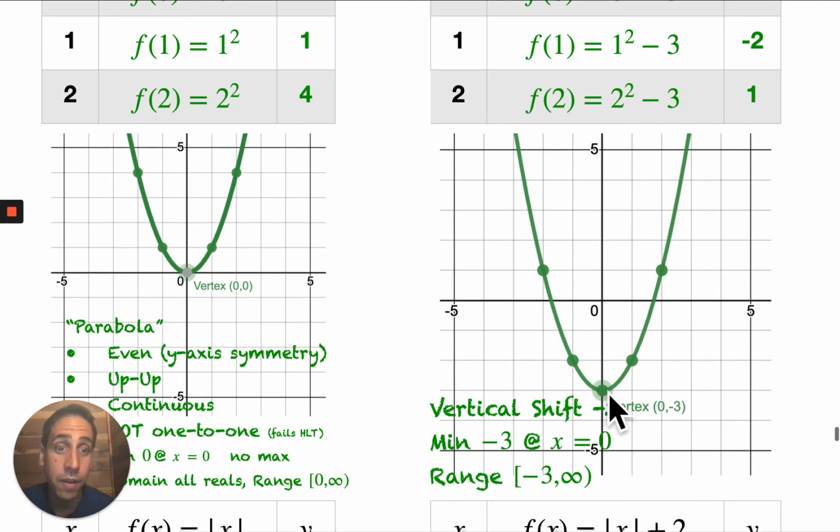The lowest point on the graph has a y value of negative 3. Where? When x is equal to 0. And that 0, negative 3 shows up as the vertex. It has a new vertex. It's 3 units lower. We're going to call this a vertical shift of negative 3. And the range is also affected. The lowest number of the range used to be 0, now it's negative 3.